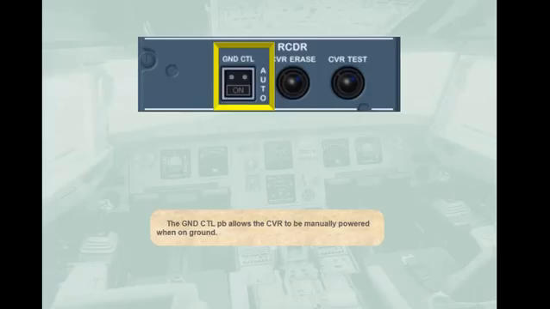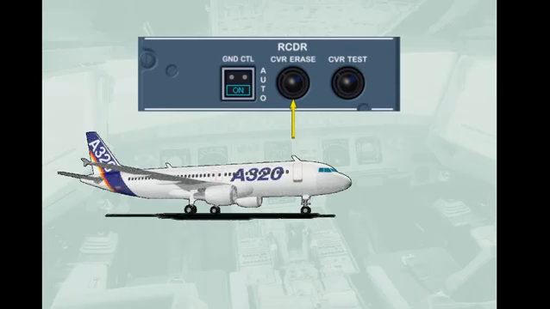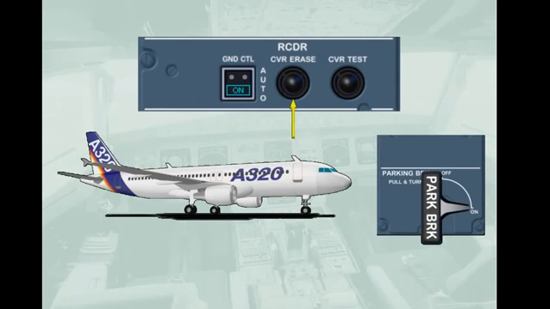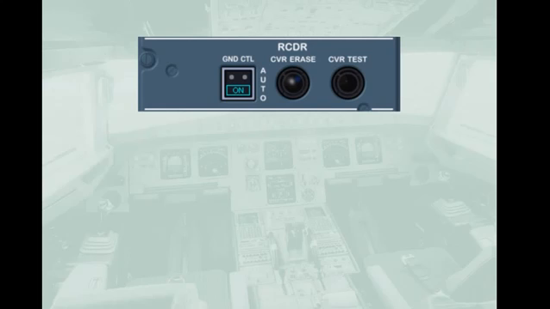When pressed for 2 seconds, the CVR ERASE push button enables the complete erasure of the memory if the aircraft is on the ground, the parking brake is on, and the ground control push button is switched on. The CVR TEST push button enables the CVR to be tested. You will practice this test in the normal operation.